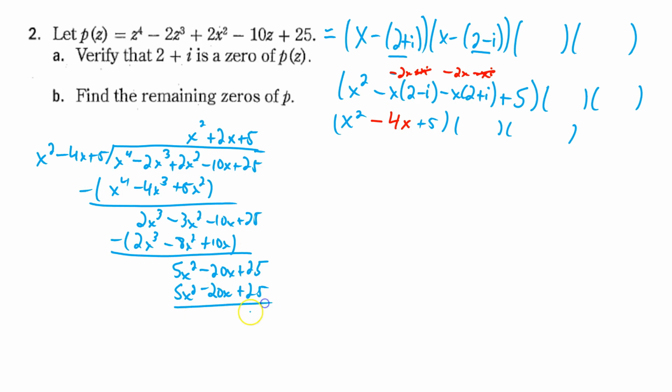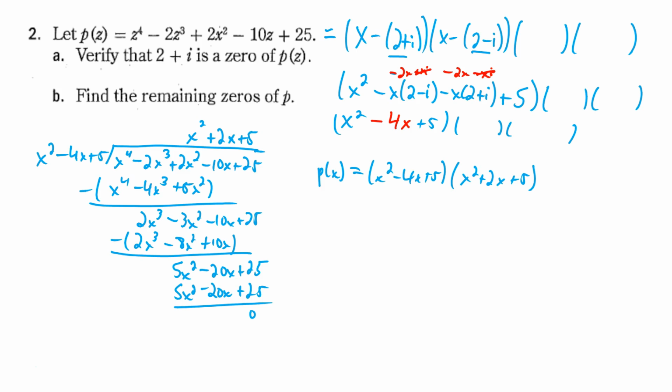Hey, check it out, it goes to 0. That should happen because this should be a factor. They told us this is a 0, so that means the conjugate roots theorem says 2 minus i has to be a 0. So when we multiply them together, we divide, and we end up with a remainder of 0. So at this point, I know p of x, changing it to x, is x squared minus 4x plus 5 times x squared plus 2x plus 5 with no remainder.